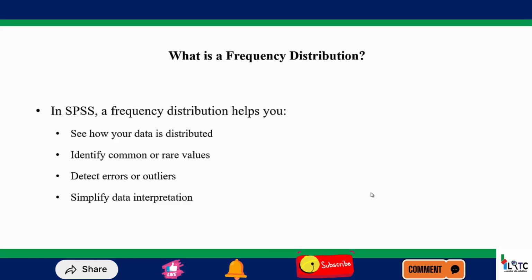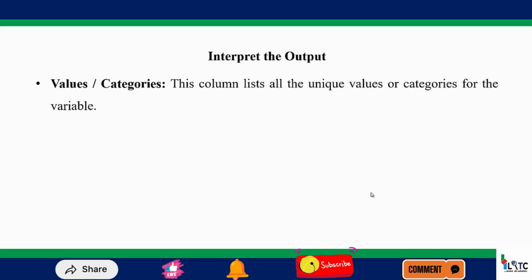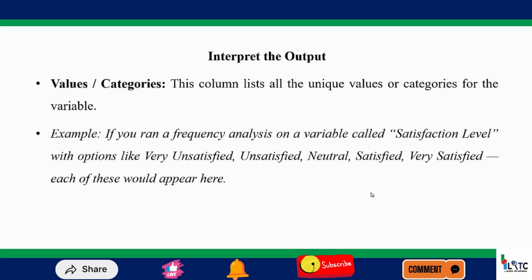Another point is that it simplifies data interpretation. Tables and graphs can easily be interpreted even by a layman, unlike when you put everything in words. So it helps to simplify data interpretation. Now, what are those things you need to look out for, or those things that you will see when you conduct your frequency distribution using SPSS?